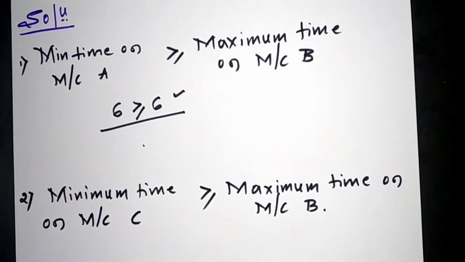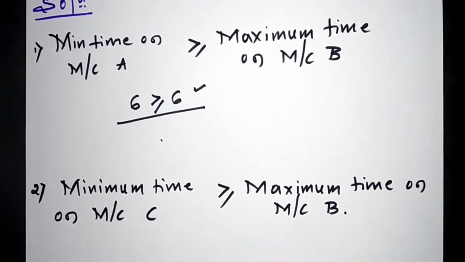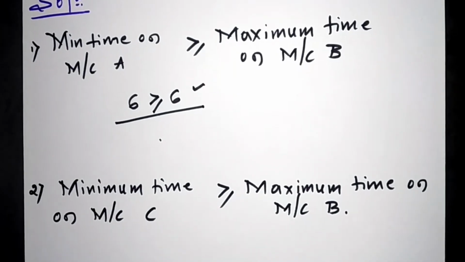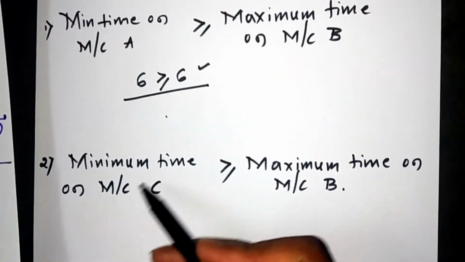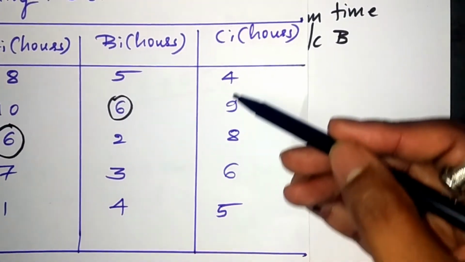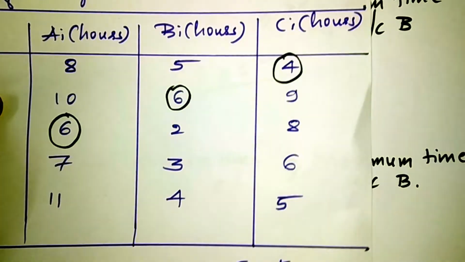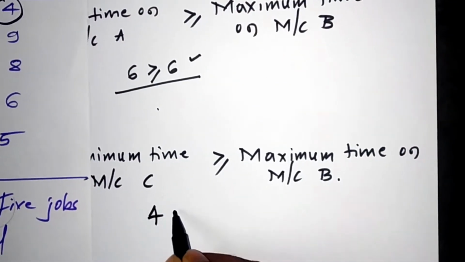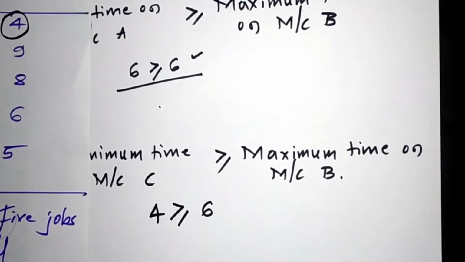Now let us check the second condition. The minimum time on machine C should be greater than or equal to the maximum time on machine B. In this machine C column, the minimum time is 4, and the maximum time on machine B is 6. So 4 is not greater than or equal to 6.